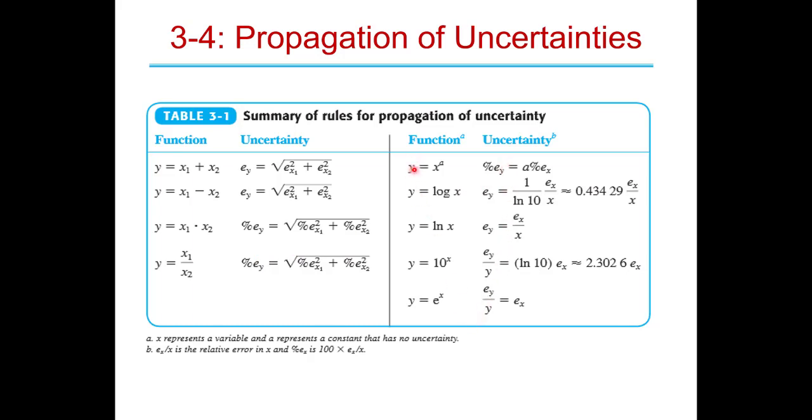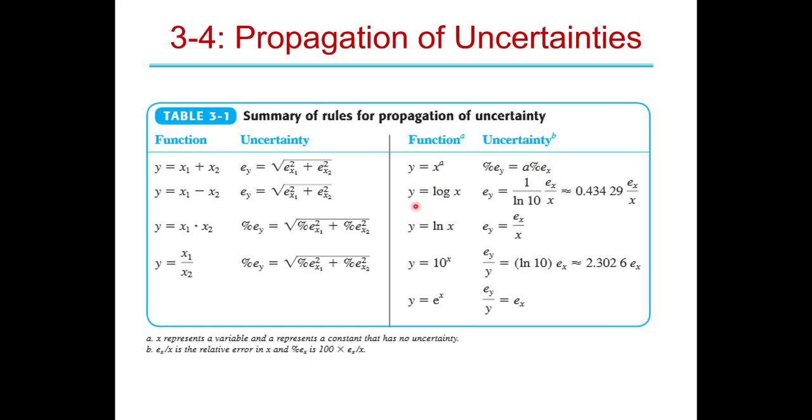So let's say y is our calculated number, x is our measured value, and we're raising it to some power a. So this is the formula that you would use to calculate it. You're going to get the percent relative uncertainty in y, and that's going to be equal to whatever a is times the percent uncertainty in x, which is your measured value.